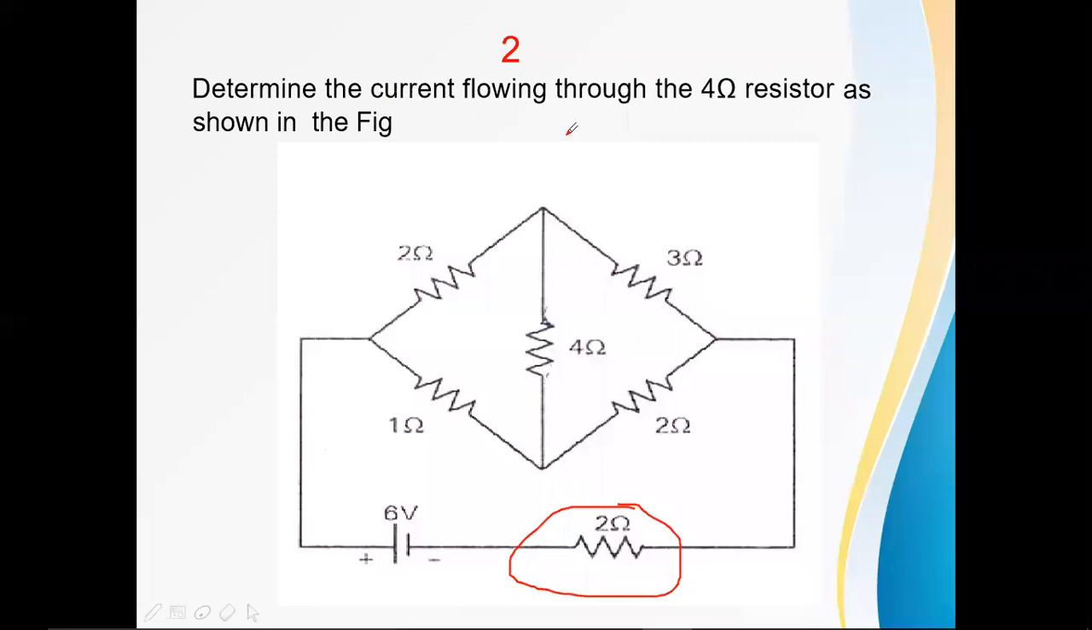So determine the current flowing through the 4 ohms resistor. Compared to our previous problem, here there is an extra 2 ohms resistor. So let's solve this problem itself again.